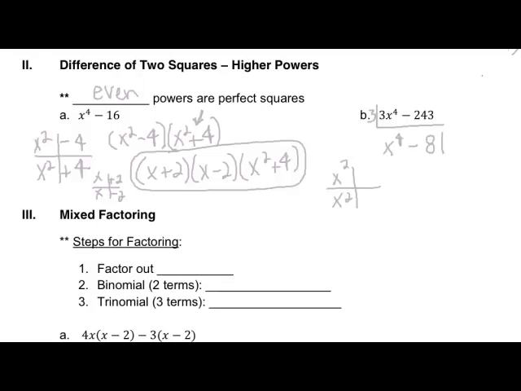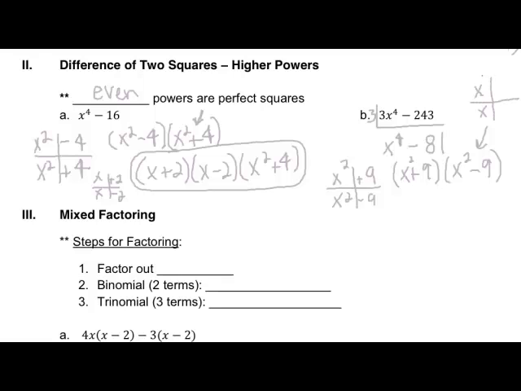Our terms are factors on the left. On the right hand side, 9 and 9 is 81. Remember, one has to be positive, one has to be negative to get rid of that middle term. So our factors are x squared plus 9 and x squared minus 9. Again, notice we still have perfect squares, but the only thing that's going to factor again is the one with the subtraction sign. So again, set up a t again.